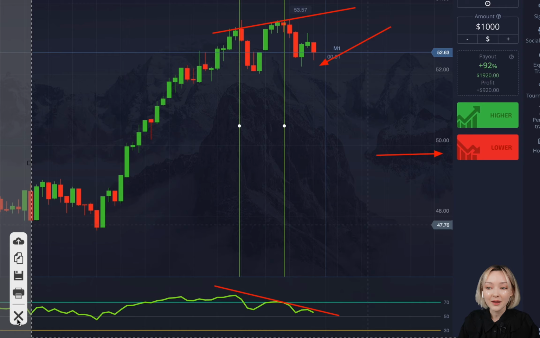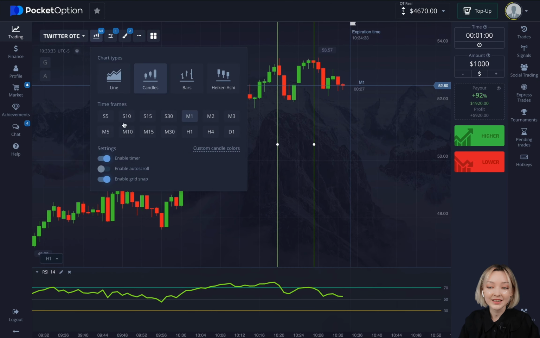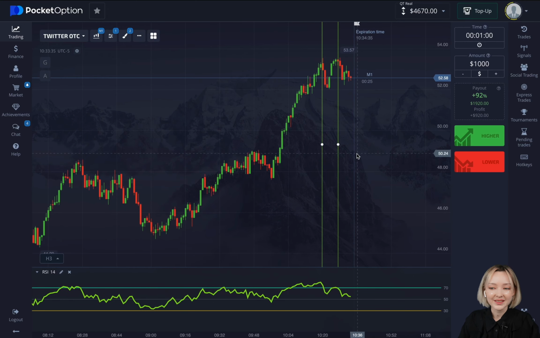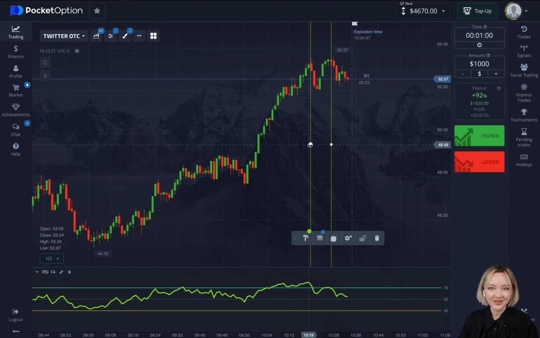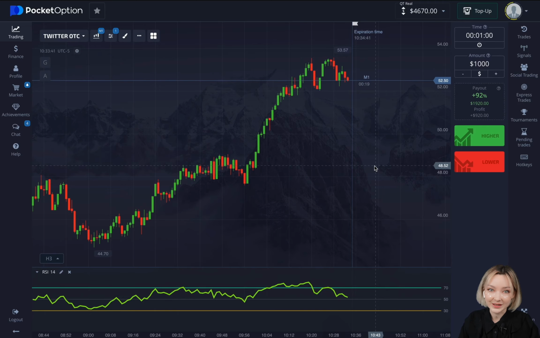The time frame I'm currently working with is 1 minute. The candles are set for 1 minute just as well. So everything's alright. I hope I managed to show you a great example of when we should trade downwards.